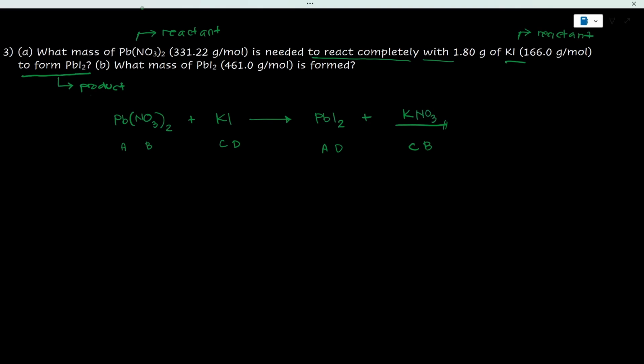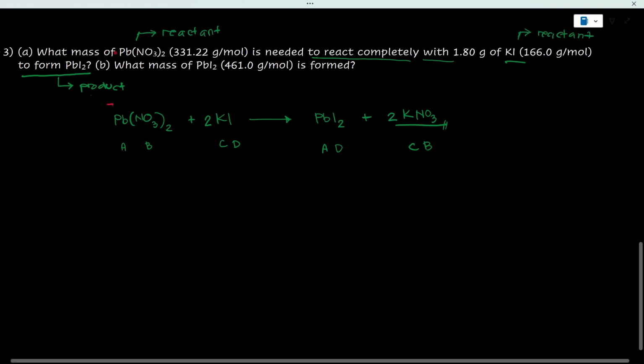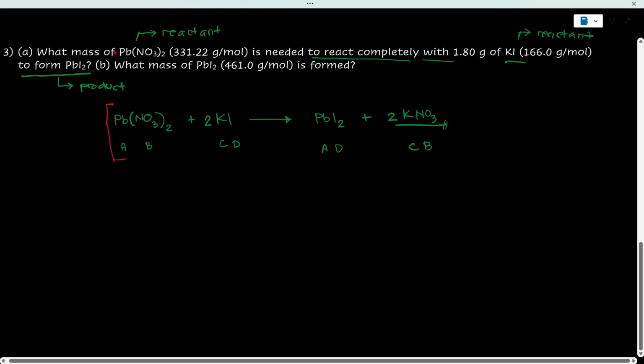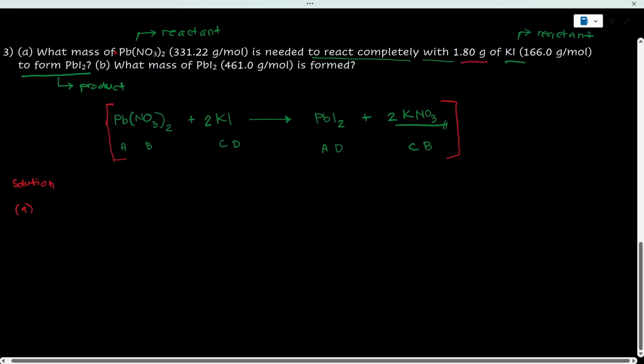Okay, so let's see here, is everything balanced? We have one I here, but we have two I here, so we can put 2. But this time we have 2K here, and we have 1K here. We also have 2 NO₃ in the reactant and 1 NO₃ in the product. So simply put 2 here as well. And now it is a balanced chemical equation. This time we can use this as a guide in solving our problems. Okay, so let's start with problem A. From the given 1.80 grams KI, we want to know what mass of PbNO₃ is needed.